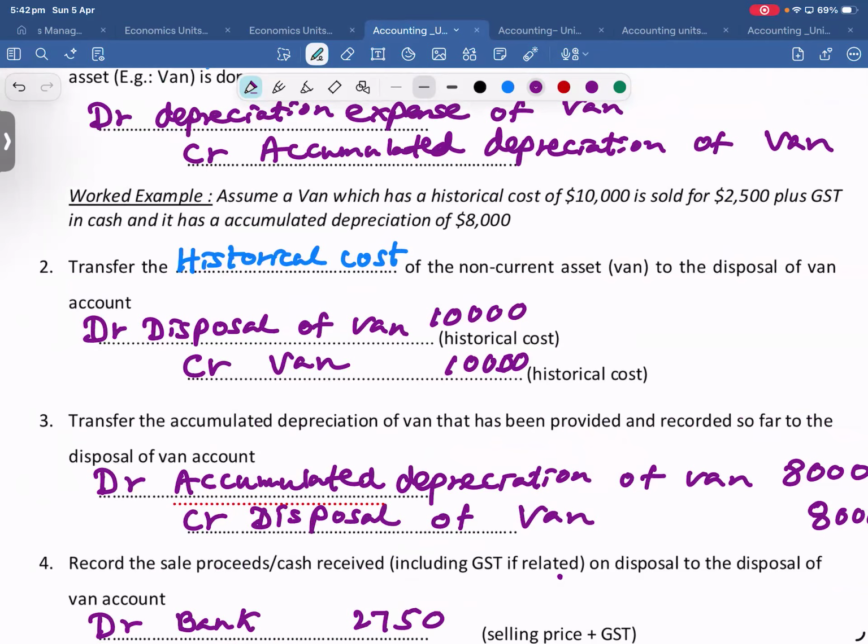Wait, does it say when we bought the van and when we sold the van? Doesn't matter. We can imagine we purchased it some time ago and you sold it now. Because it should be valued at $2,000, but we sold it at 2,500. Yes, you smart guys.